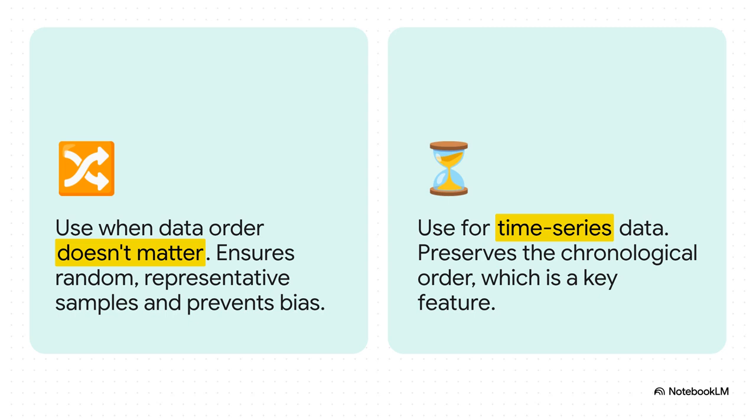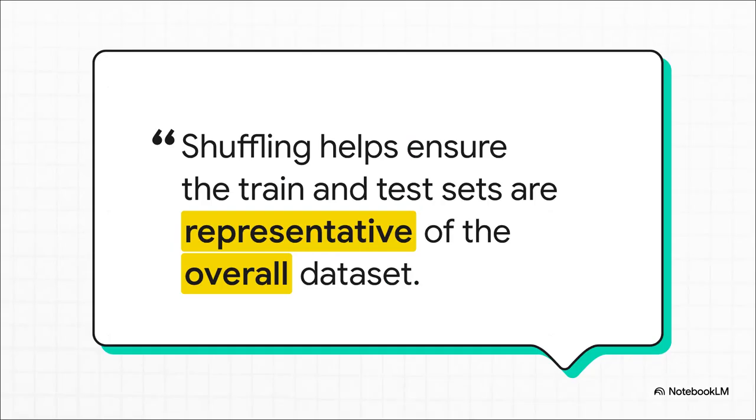But if you are working with time series data, like stock prices, shuffling it will destroy the very chronological pattern you're trying to learn. You'd literally be training on the future to predict the past, and your model would be completely useless. And this quote from our source material just nails it. You have to ask yourself, does the order of my rows contain valuable information? If the answer is no, shuffle away. If the answer is yes, you absolutely must preserve that order.